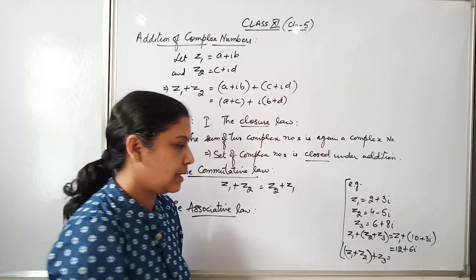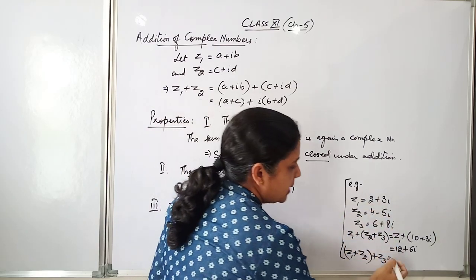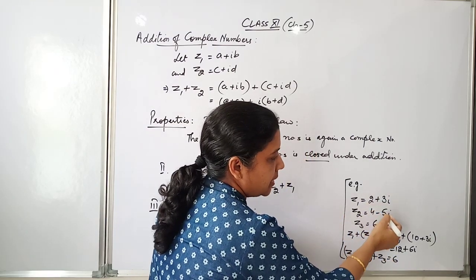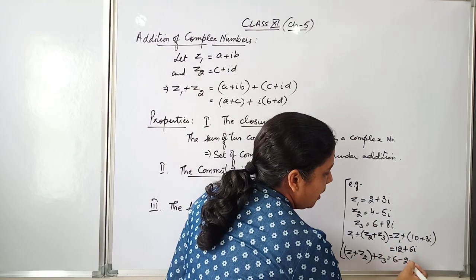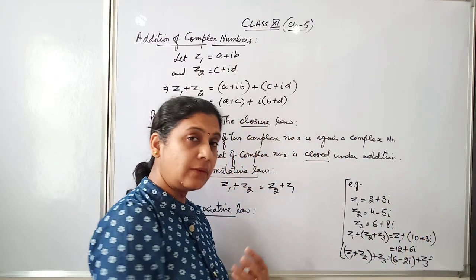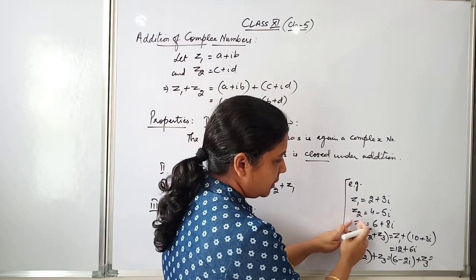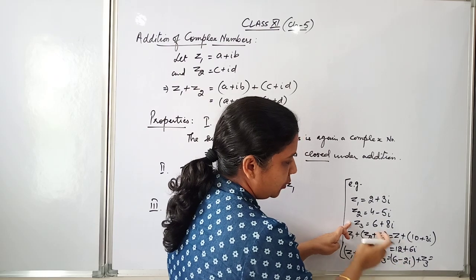Let's see what the result is. Z1 and Z2 added: 4 plus 2 is 6, plus 3 iota minus 5 iota gives me minus 2 iota. Plus Z3. Now they will add Z3 into it. Let's see the value of Z3. This is the value of Z3 when added into this.